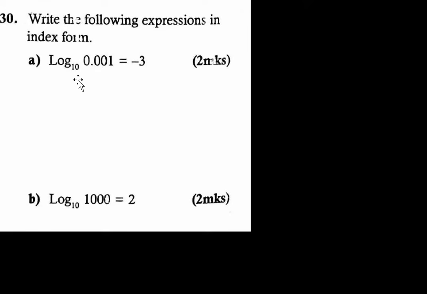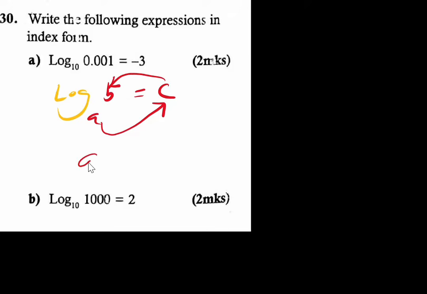Continuing to question number 30, write the following expression in index form. So I'm going to write logarithms in index form. So before we do these 2 examples, I'm going to show you how we write logarithms in index notation. So if you have log of b to base a is equals to c, then to write this in index notation, it is very simple. Just take the base raised to the constant on the right is equals to whatever we have on the left. This means a raised to c is equals to b.